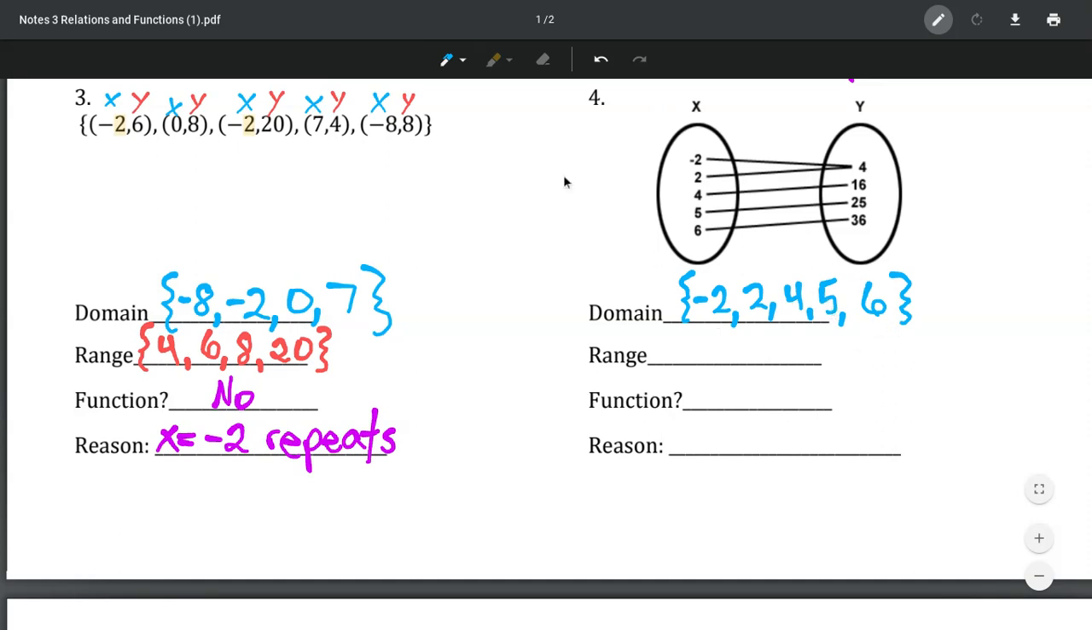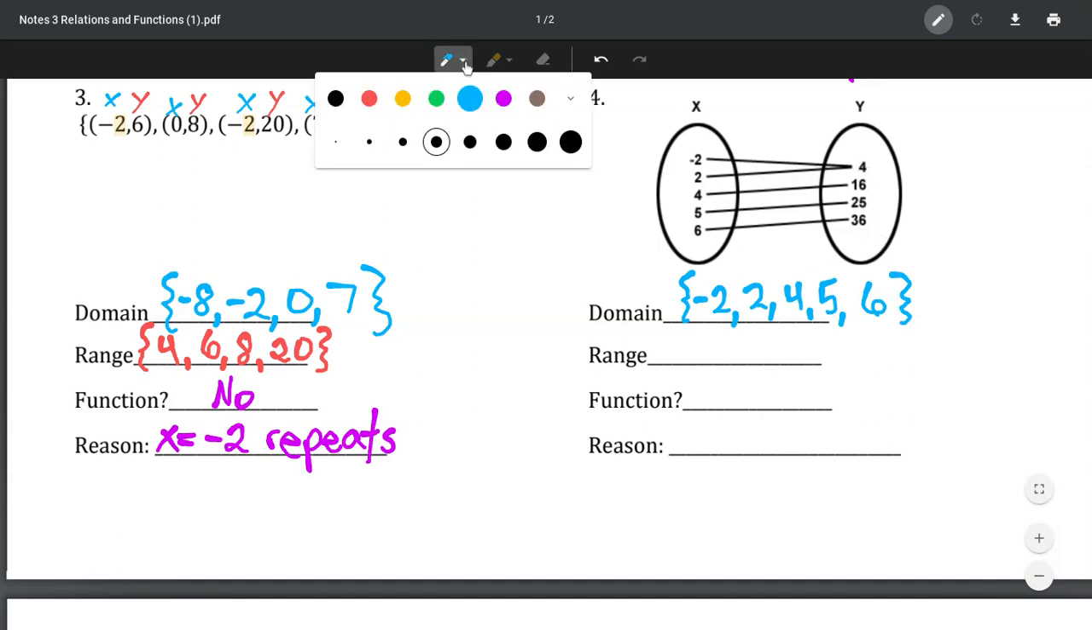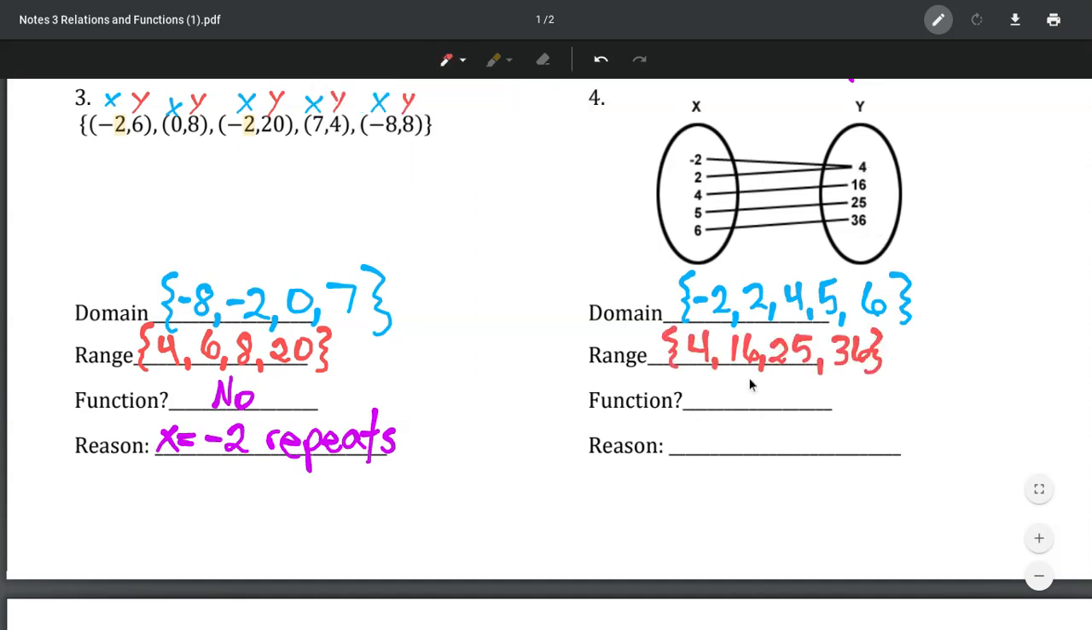And then looking for our range, check your y values. This 4 was repeated, but we don't show repeats. We just show different values that appear. And so for our range, we have 4, 16, 25, and 36.